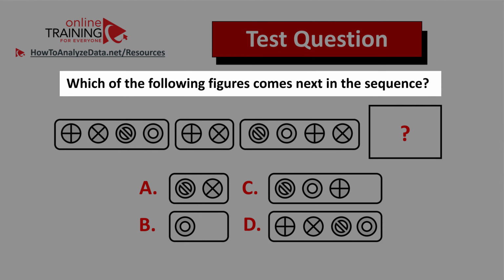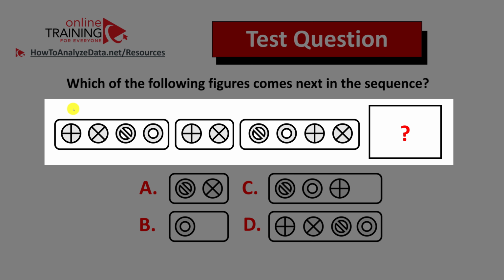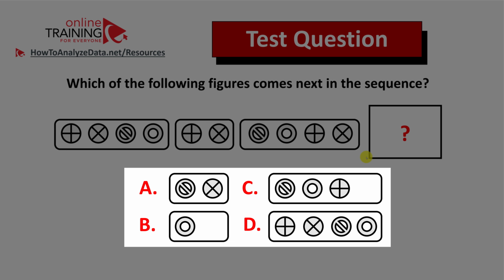Let's look at the very interesting question you frequently see on the test. Which of the following figures comes next in the sequence? You're presented with the 3 figures, and you need to figure out which one would be the 4th one. You have 4 different choices to select from. Consider this. There are 2 different types of rectangles presented in the question, as well as 4 different choices for the circles. Do you think you see the answer?